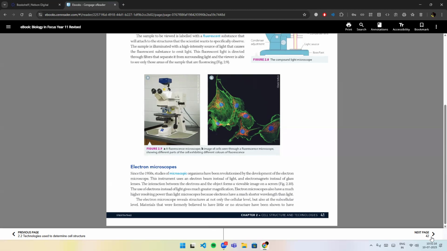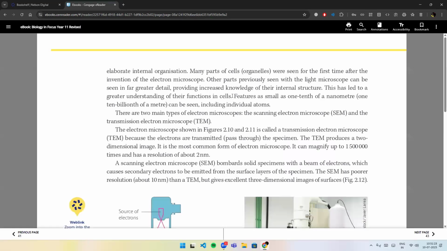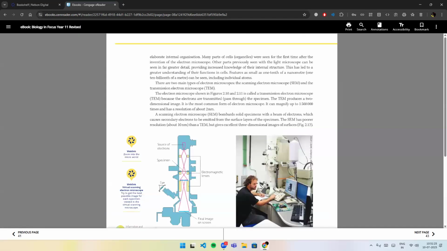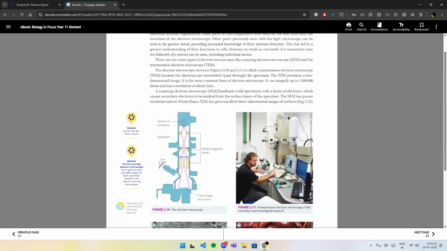Materials that were formerly believed to have little or no structure have been shown to have elaborate internal organization. Many parts of cells were seen for the first time after the invention of the electron microscope. Other parts previously seen with the light microscope can be seen in far greater detail, providing increased knowledge of their internal structure. This has led to a greater understanding of their functions in cells. Features as small as 1/10 of a nanometer can be seen, including individual atoms.